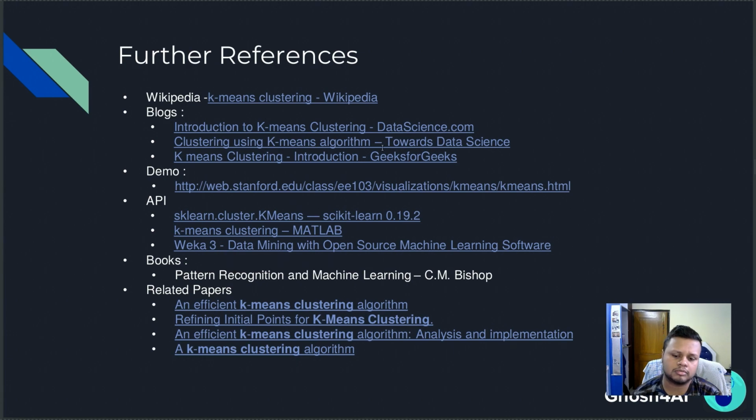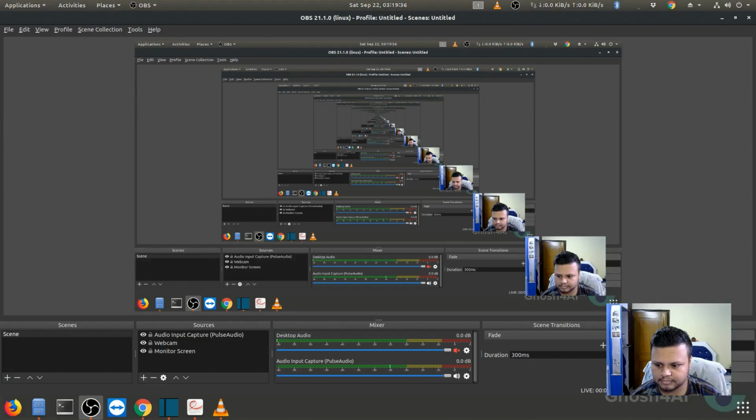And one of the best books in the business is the one by Bishop. And also these are some of the papers that have been built upon the basic K-means algorithm. There are some efficient versions of K-means where you pre-calculate the distances between the points. We also have a much more intelligent initialization of the points, or we can basically go for the fuzzy versions as well.